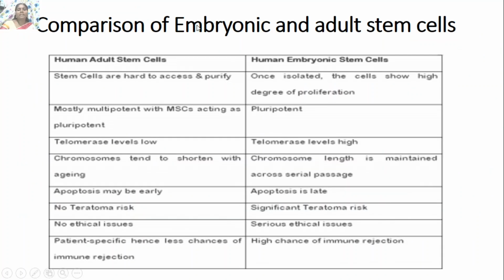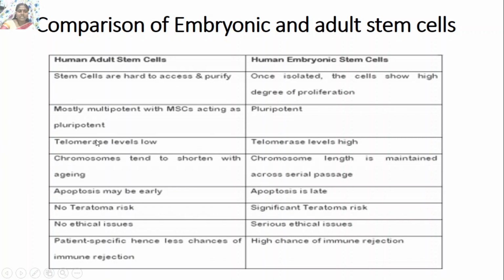So if you compare the embryonic and the adult stem cells, these are the differences. The human adult stem cells are hard to access and purify. But embryonic stem cells, once they are isolated, show a high degree of proliferation, that is continuous division. Adult stem cells are mostly multipotent, with mesenchymal stem cells acting as pluripotent, and the human embryonic stem cells are pluripotent.